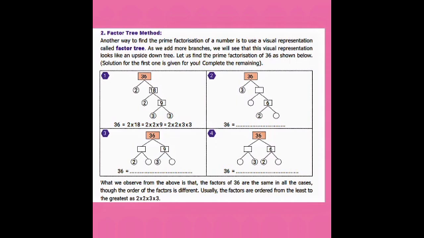36 is divisible by 2 and 18. 2 is a prime number, 18 is a composite number. So we use a circle and a rectangle. Therefore, the prime factors of 36 are the numbers marked under circles: 2 into 2 into 3 into 3. Will you understand how to find the prime factorization in both methods?